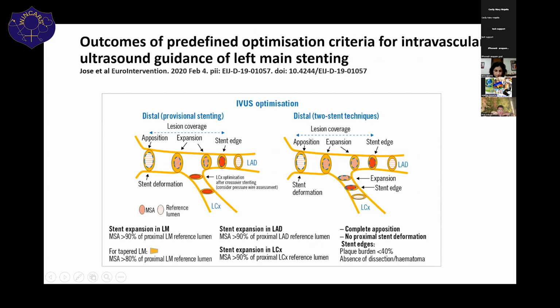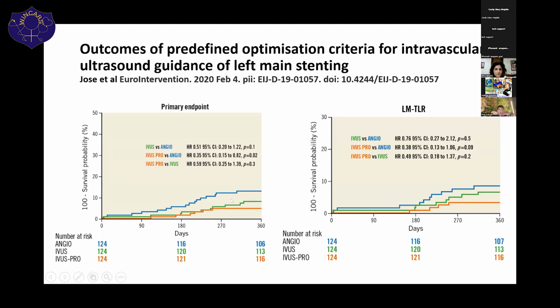And if you take distal, if it is a provisional stenting or 2 stent techniques, this is a very interesting article by Jose, who does a lot of left mains in neurointervention. They found that if you follow a protocol, the event rates are the least compared to when you do not follow. So just doing IVUS is not enough. We have to follow certain protocols and achieve certain MSAs.